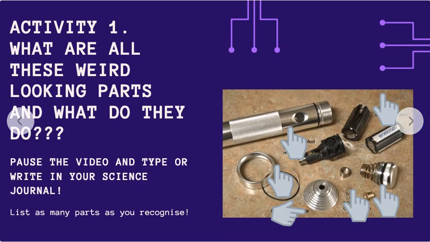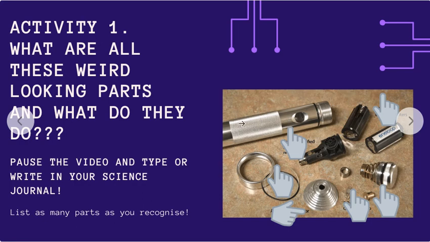So our first activity today is kind of like a guess what the items are. So what are all these weird looking parts and what do they do? So what I want you to do is this. After you've had a good look at these parts, pause the video, go to your Word document and fill out what each of these items is. Now, if you don't know, you can leave it blank, but if you think you know what one of those things is, you can write it down.